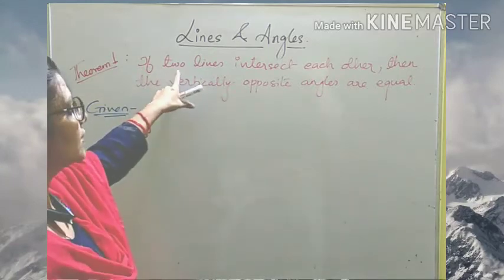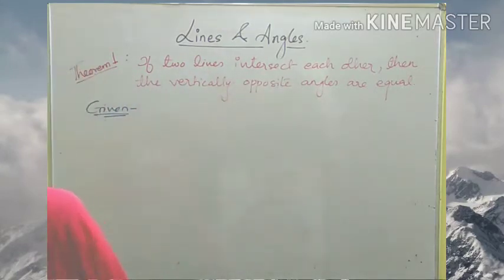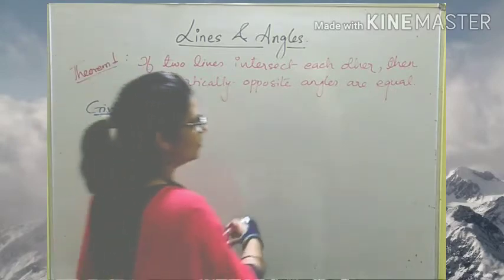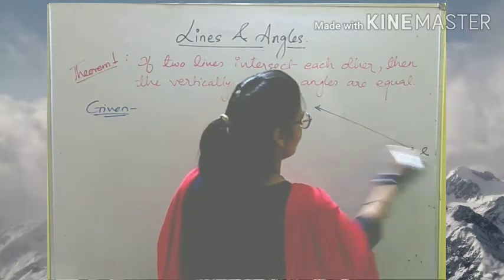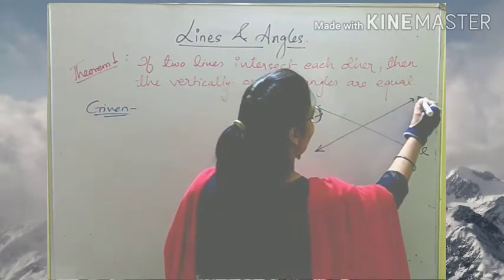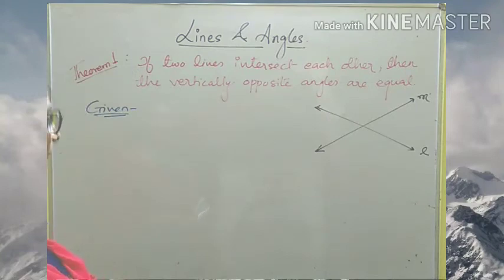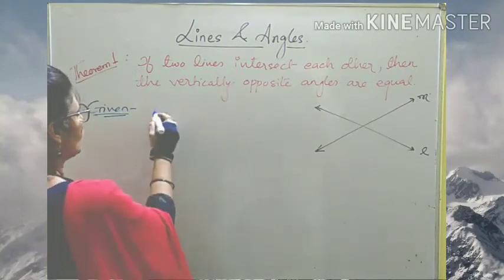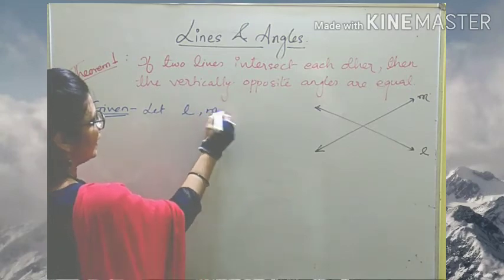Now, in the theorem, what is given? If two lines intersect each other, means we are provided with two lines which are intersecting each other. Suppose these L and M are the two lines which are intersecting each other. Now, this is given to us. So, what is given to us? Let L and M.